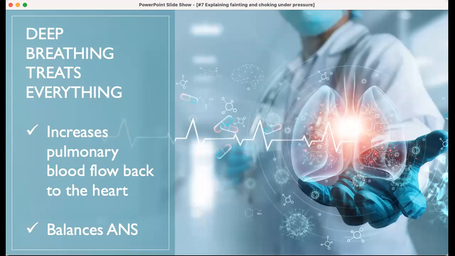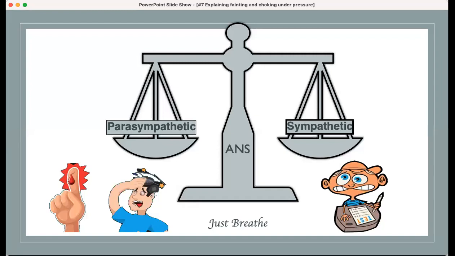So for any situation, taking a deep breath is a way to bring that autonomic nervous system into balance so that you don't have an overriding sympathetic or parasympathetic nervous system. This is the balance. The answer is just breathe. Here's the autonomic nervous system, parasympathetic, an overactive cranial nerve 10, and the sympathetic is the choke.